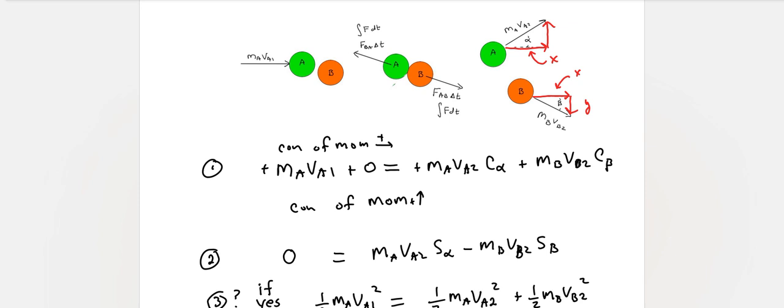Right? So I hope this video has helped you learn how to write momentum conservation equations in 2 dimensions.